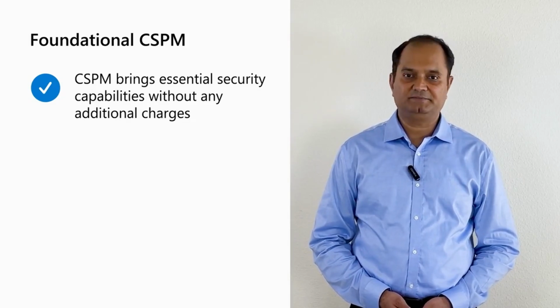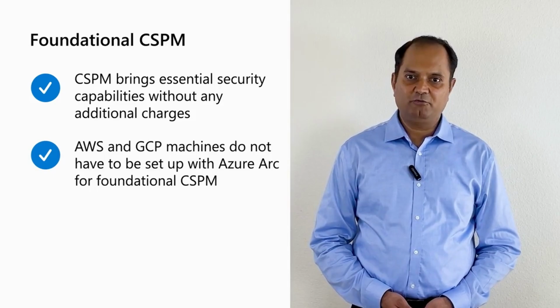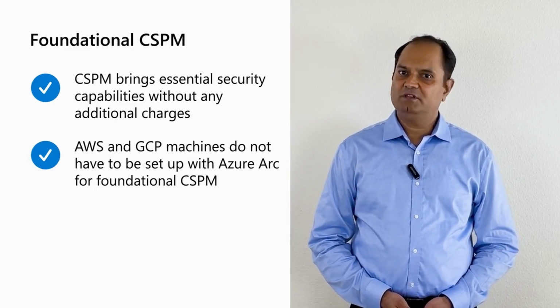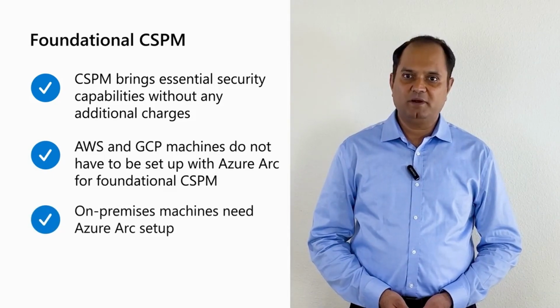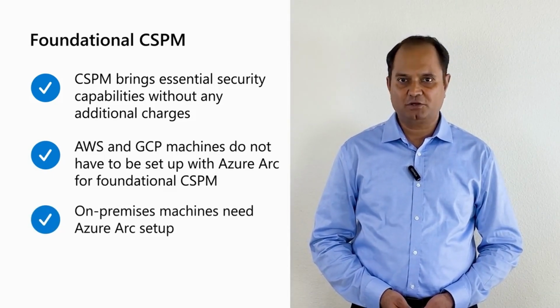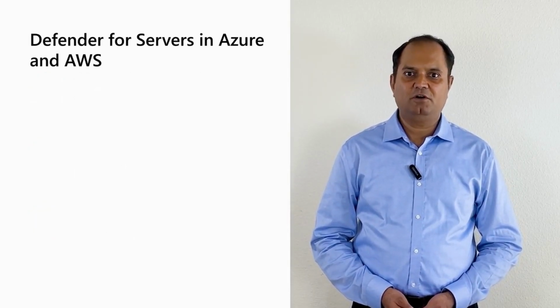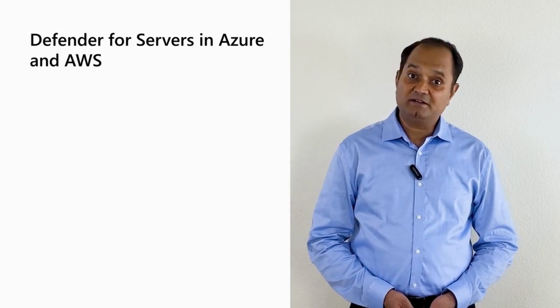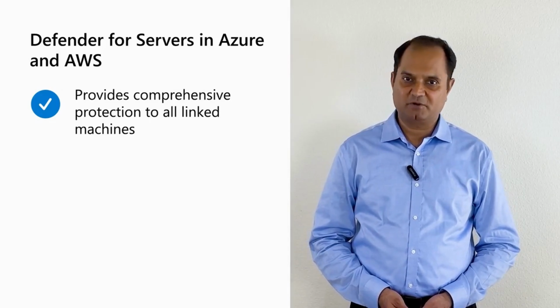a valuable asset. For AWS and GCP machines, you can benefit from foundational CSPM right away without the need for Azure Arc setup. However, when it comes to on-premises machines, you will need to configure Azure Arc to leverage the foundational CSPM. When you activate Microsoft Defender for Servers on your Azure subscription or connected AWS account, all the machines linked to it receive comprehensive protection.